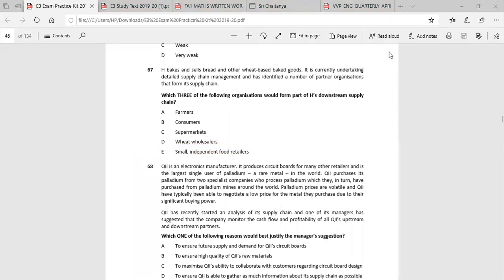Farmers, we're talking about downstream supply chain, isn't it? We are talking about downstream. So downstream will be after the production is done. Farmer also could be a supplier, so farmer will be a part of the upstream supply chain. We want downstream supply chain. So after the production is finished, who are involved in that? Basically, we focus on marketing and the customers aspect of it.